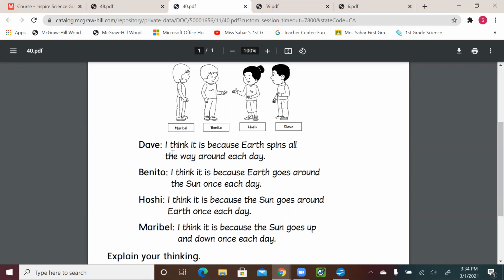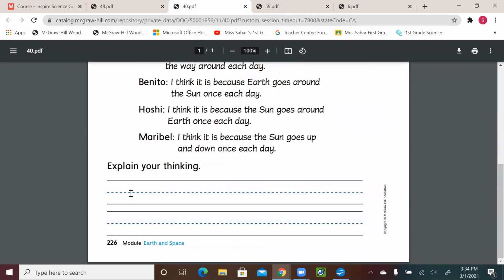So these are the 4 friends and these are their ideas, but there is only one idea that we will agree with. If you agree with Dave, you're right. Dave said, I think it's because Earth spins all the way around each day. So yes, we agree with Dave. Now we need to explain why we agree with Dave.